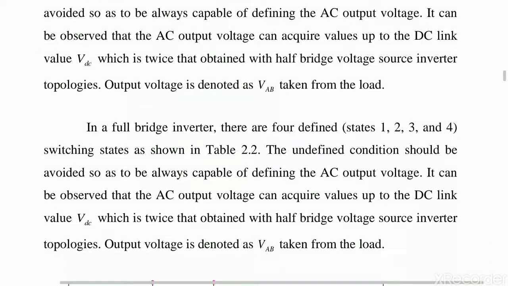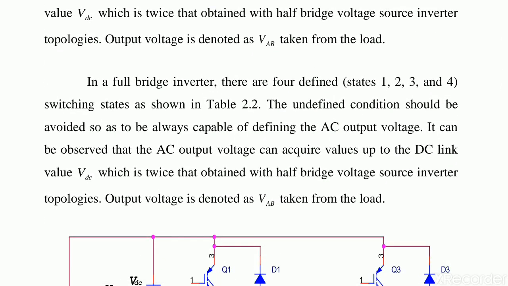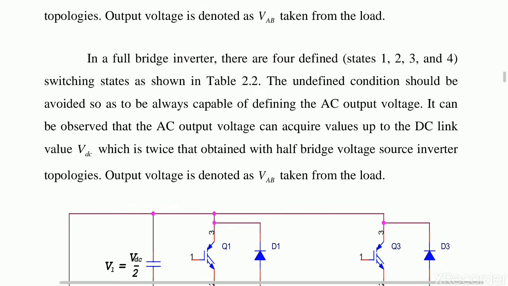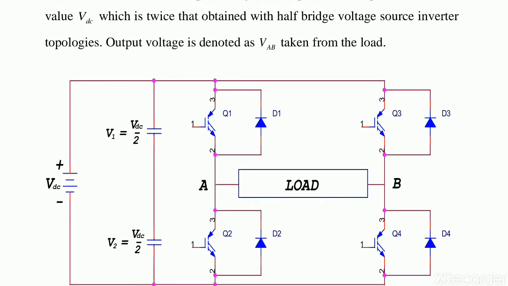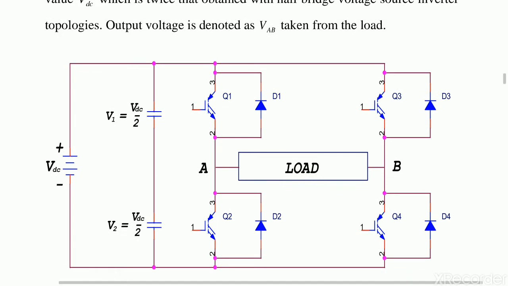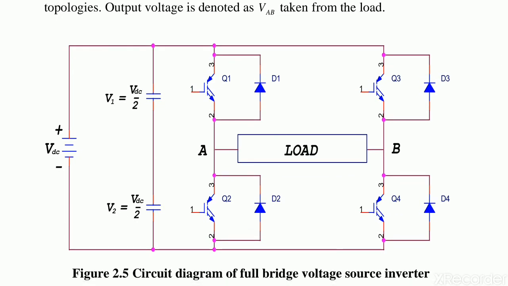So let's move forward. In a full bridge inverter there are four defined states, 1, 2, 3, 4. The undefined condition should be avoided, and it can be observed that the AC output voltage can acquire values up to the DC link value VDC, which is twice that obtained with the half bridge voltage source inverter. The output is taken across points A and B, that is, the load is connected between points A and B, so the output voltage is denoted as VAB.